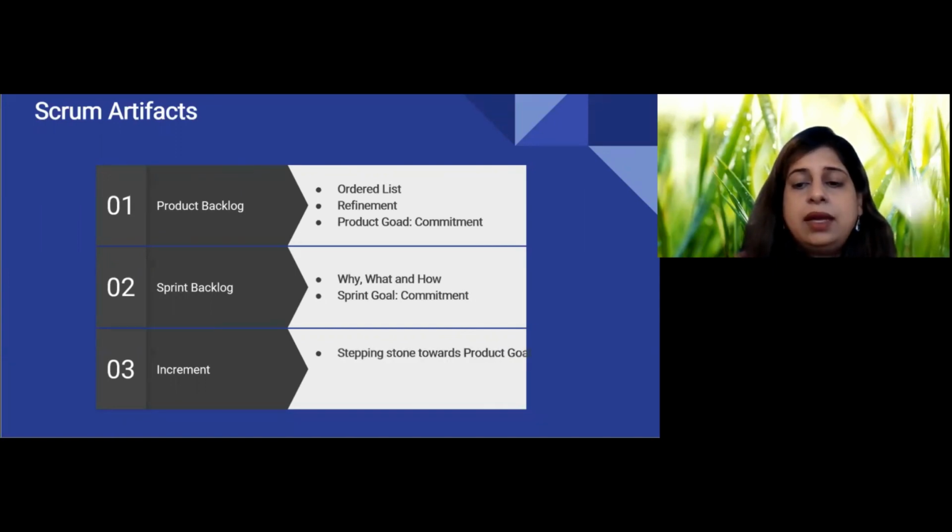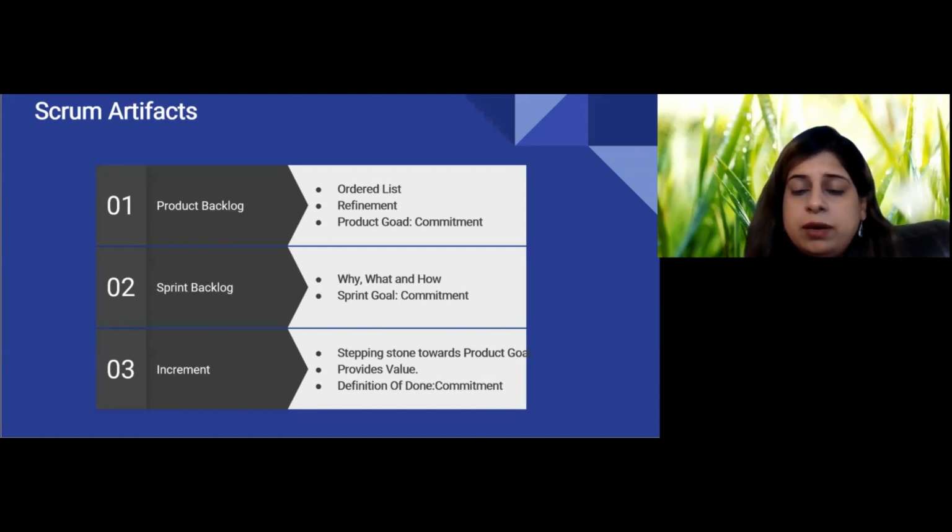Increment. An increment is a concrete stepping stone towards a product goal. It's additive to all prior increments and thoroughly verified, ensuring that all increments work together. Multiple increments may be created within a sprint. The definition of done is a commitment for the increment. Work cannot be considered as a part of an increment unless it meets the definition of done.